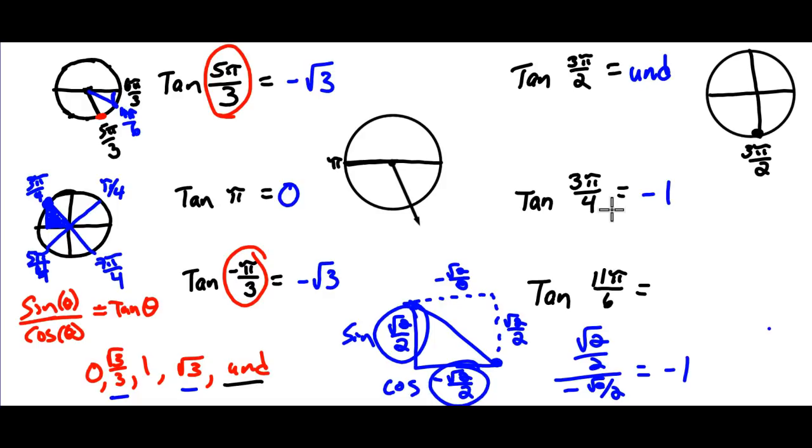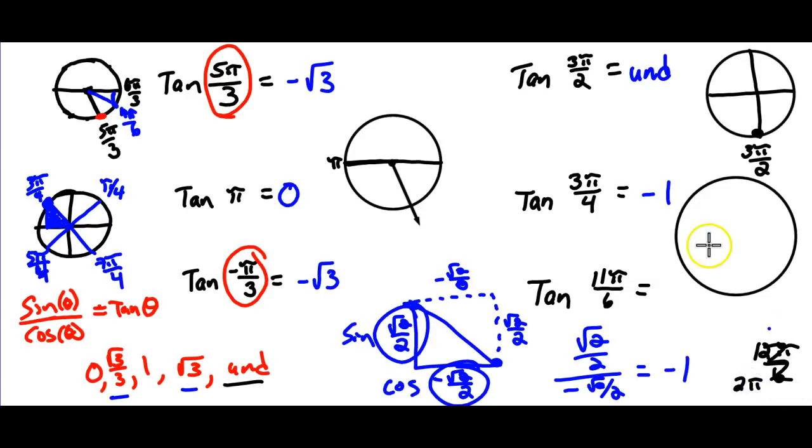Next one, 11 pi over 6. Where is 11 pi over 6? Let's sketch out the circle. Got a lot of circles going on right here, but I'll draw one more in. 11 pi over 6 is really close to 12 pi over 6. Think about it. What is 12 pi over 6 equal to? 12 pi over 6 is the same thing as 2 pi. So going all the way around the circle is 2 pi, or 12 pi over 6. I'll try to fit it in there.